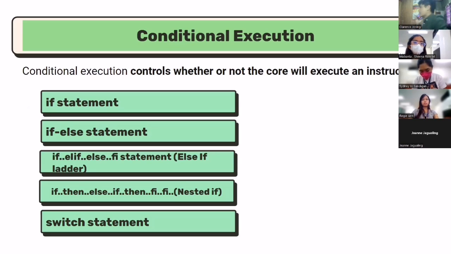Next, conditional execution. Conditional execution controls whether or not the core will execute an instruction. There are a total of 5 conditional statements which can be used in bash programming: if statement, if else statement, else if ladder, nested if, and switch statement.